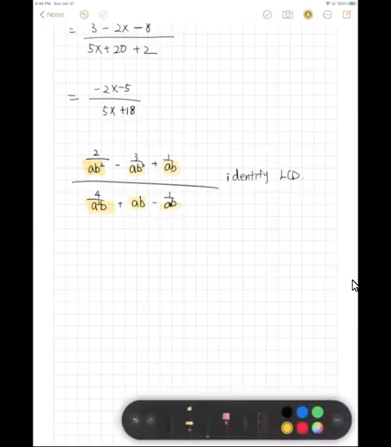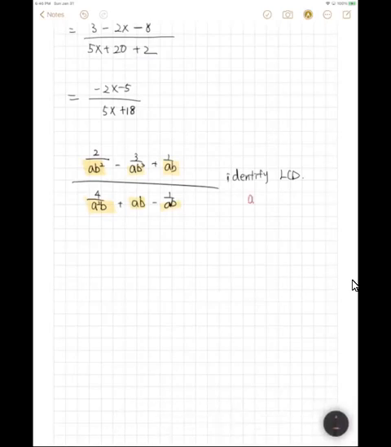So we can identify the largest exponent. When it comes to a, what's the largest exponent? It's squared. When it comes to b, the largest exponent would be 3. So the least common denominator would be a squared b to the cube. So we multiply everything with this.